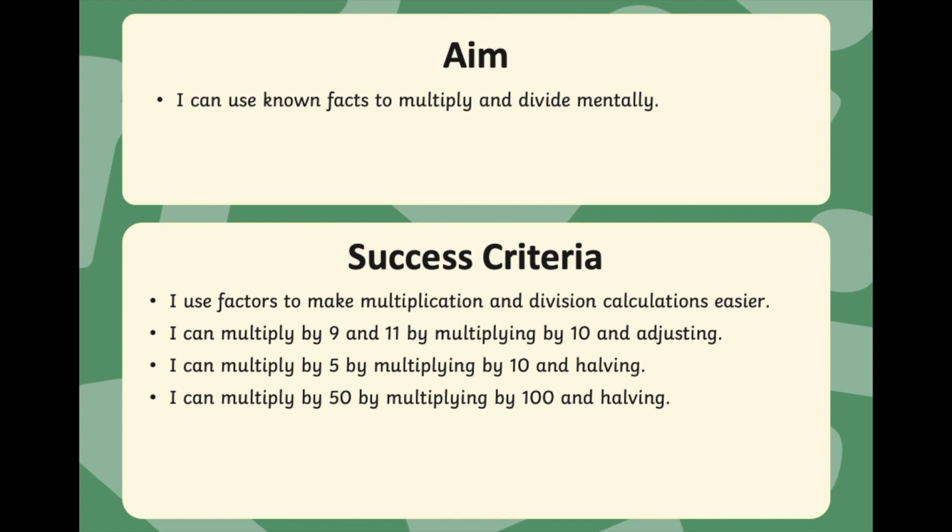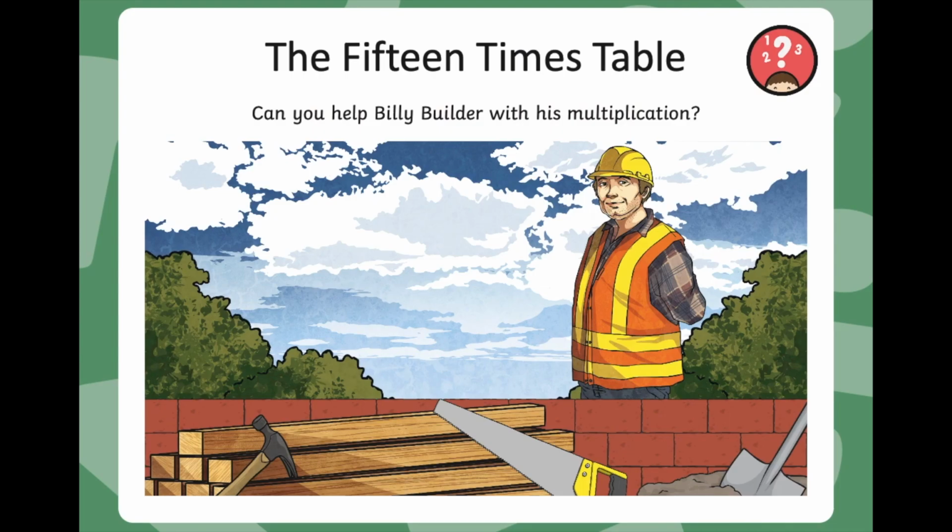Hopefully by the end of this lesson you'll be able to use known facts to multiply and divide mentally. You'll be able to use factors to make multiplication and division calculations easier. You'll be able to multiply by 9 and 11 by multiplying by 10 and adjusting, and we'll talk about what that means in the lesson. You'll be able to multiply by 5 by multiplying by 10 and halving, and you should be able to multiply by 50 by multiplying by 100 and halving.